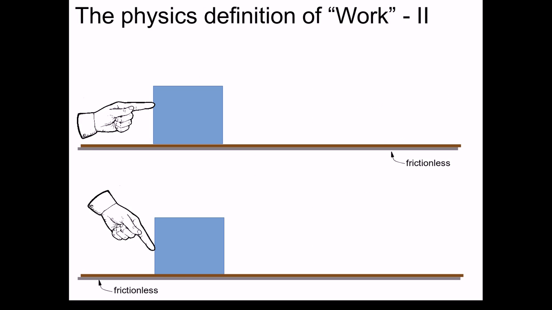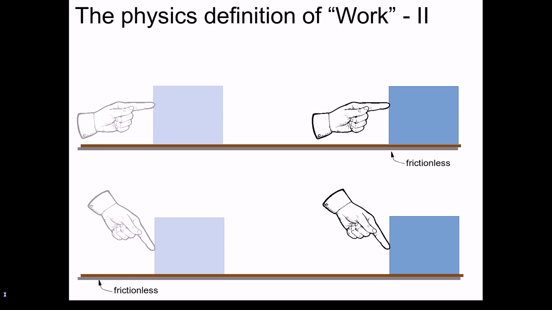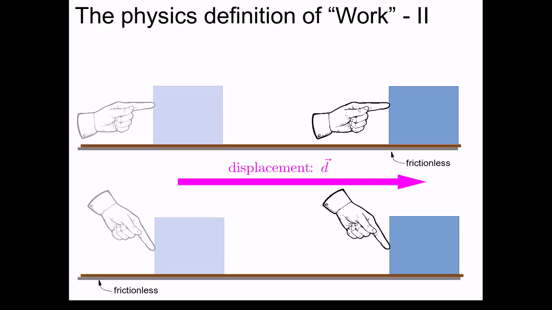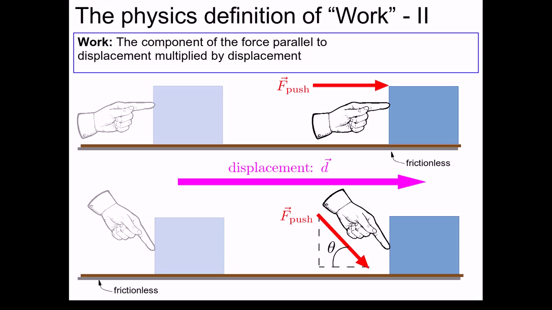To explore the physics definition of work a little bit further, let's consider these two cases of blocks sliding across a frictionless table. As they slide, they undergo a displacement, which we will call d. In the top case, the finger is pushing horizontally, parallel to the displacement. In the bottom case, however, the finger is pushing kind of down, at some angle which we'll call theta, relative to the displacement d. The physics definition of work is the component of the force parallel to the displacement multiplied by that displacement, written mathematically as F parallel times d.